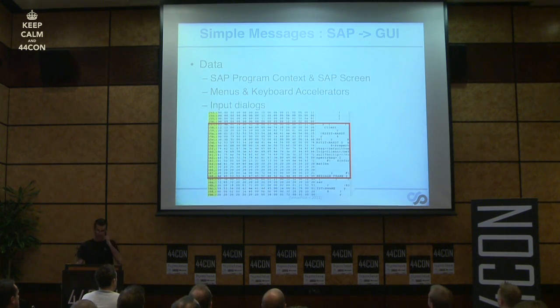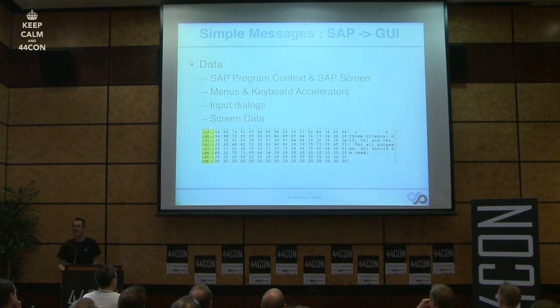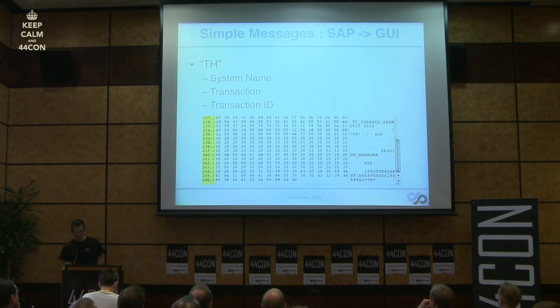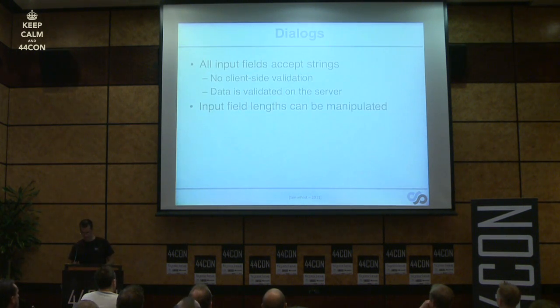You'll have a whole bunch of stuff about input dialogues, which are defined like that. I'll go into that in a bit more detail in a minute. And then screen data. This is just arbitrary information that's actually shown on the screen. It ends with a TH block. I call it TH because you see asterisk TH over there. It includes, once again, the system name, transaction, and once again, the transaction ID.